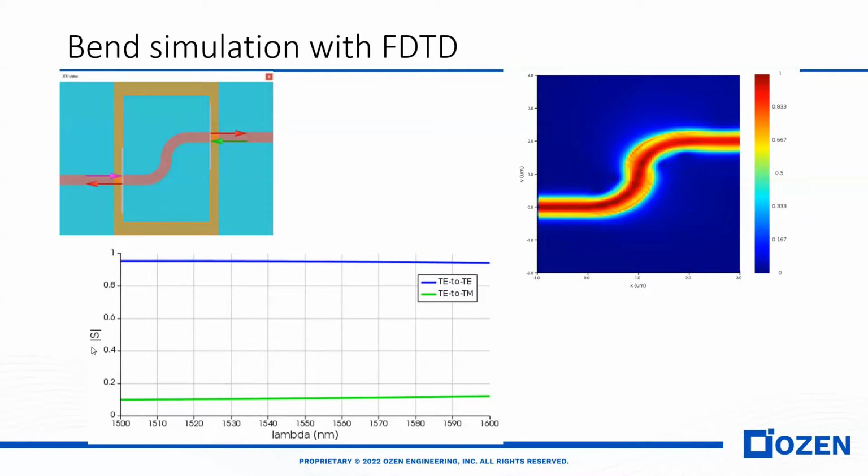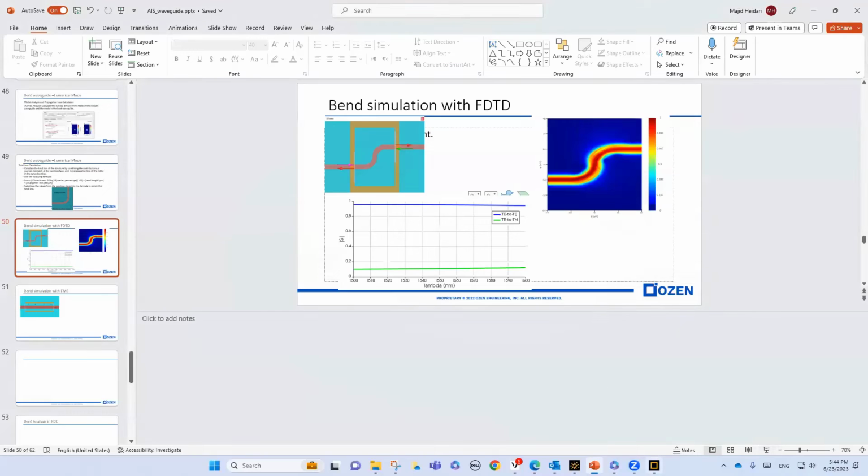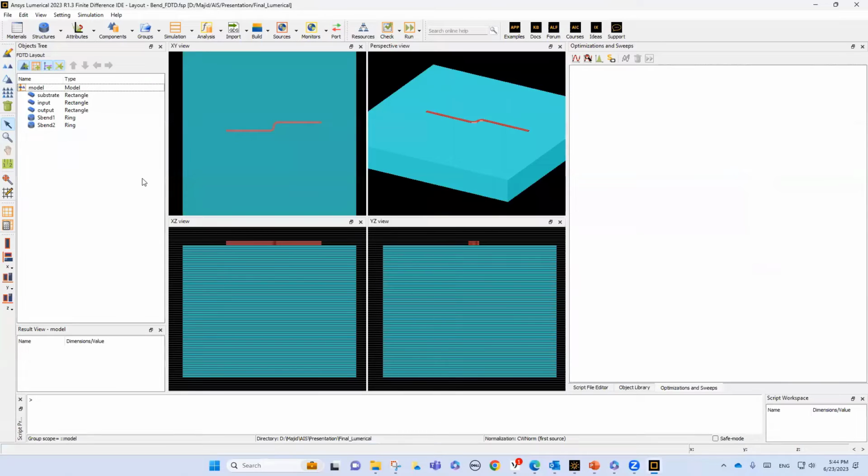And we will discuss the S parameter and how much the TE to TE transmission or TE to TM transmission there is for the different wavelengths. I will show you how we can extract these S parameter curves with Lumerical FDTD. So let's go to the Lumerical FDTD.